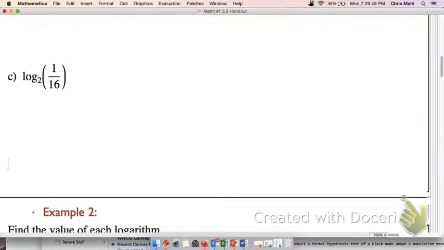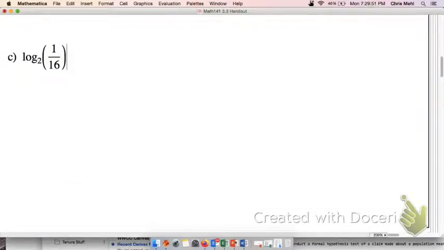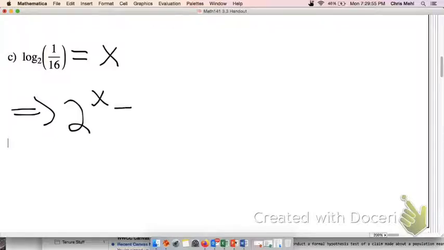Okay, so now I want to find log base 2 of 1/16. And again, the process is I'm just going to say that this number for now is x. And now I'm going to convert. You're basically saying, okay, 2 to what power equals 1/16? Okay, ultimately I know the answer. But the process would be setting this equal to some number x. That means 2 to the x has to equal 1/16.